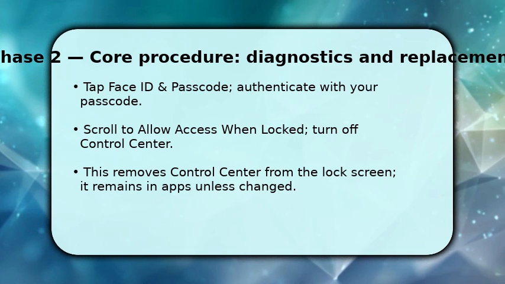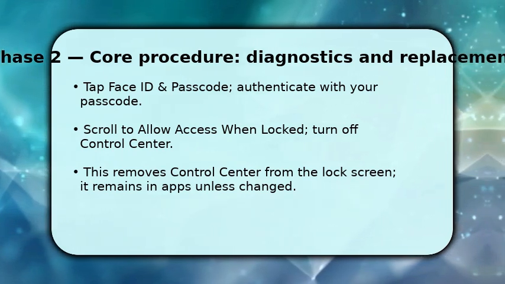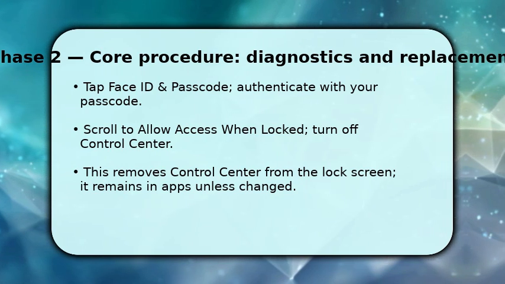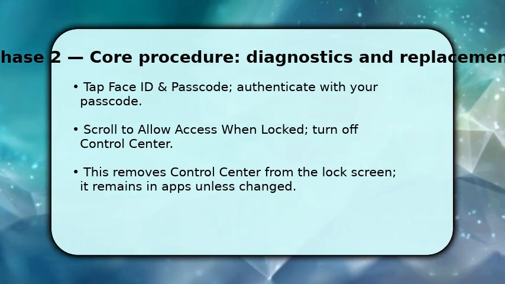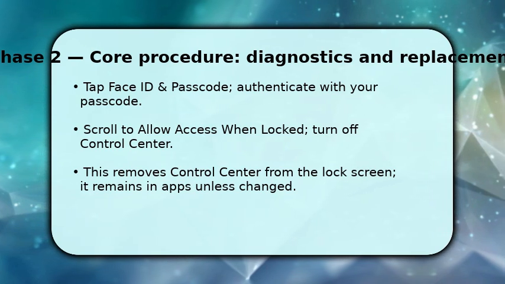Scroll down to allow access when locked and toggle off Control Center. This removes the Control Center icon and swipe access from the lock screen. That's why you do this first.